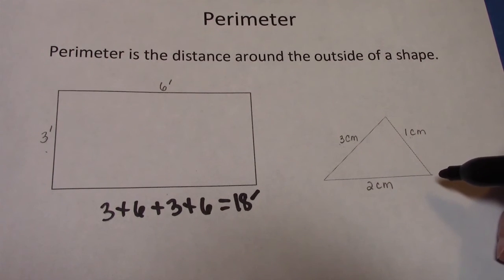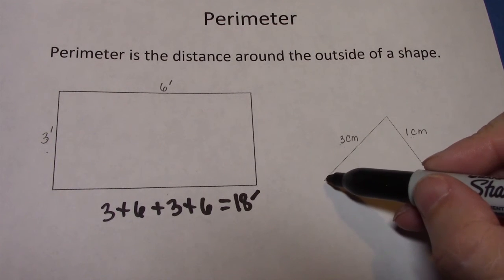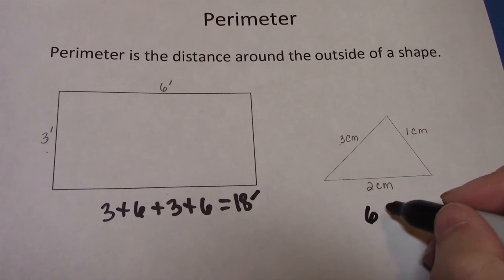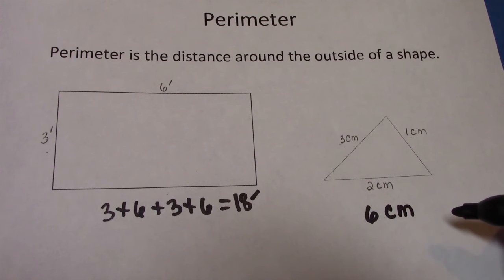The perimeter of this triangle can also be found in the same way by adding together the sides. 3 plus 1 plus 2 is 6, and we use the unit of measure, centimeters, so 6 centimeters is the perimeter.